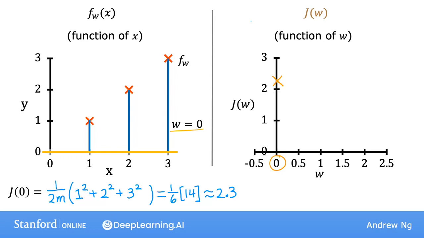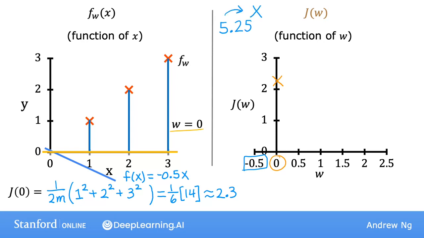And you can keep doing this for other values of w. Since w can be any number, it can also be a negative value. So if w is negative 0.5, then the line f is a downward sloping line like this. It turns out that when w is negative 0.5, then you end up with an even higher cost, around 5.25, which is this point up here.